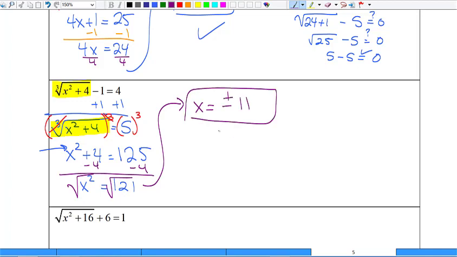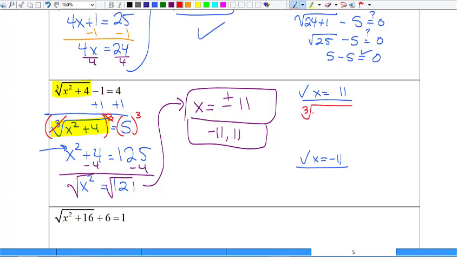So these are my two potential answers, really negative 11 and 11, right? So I say potential because I have to check my work, not because I'm worried that you're not doing your answers correctly, but because inherent in this process, sometimes you get extra answers, and that's not your fault. So we have to check both of them independently. So let's do 11 first.